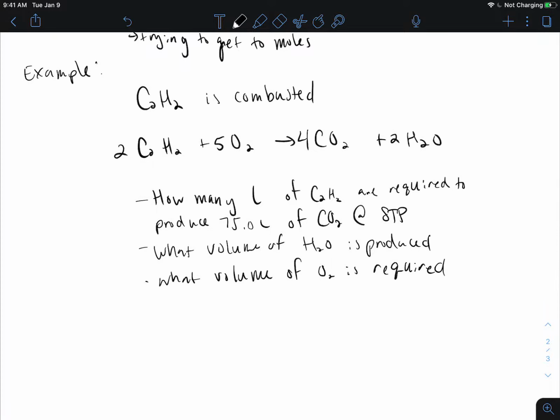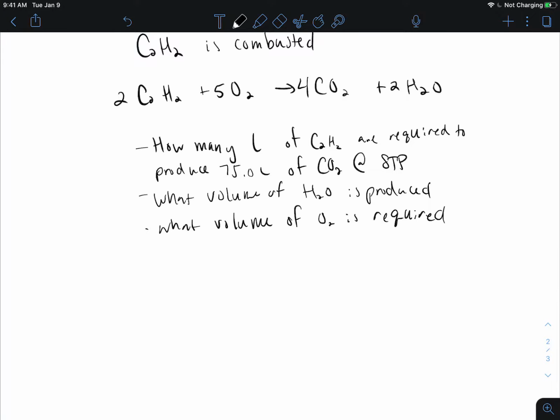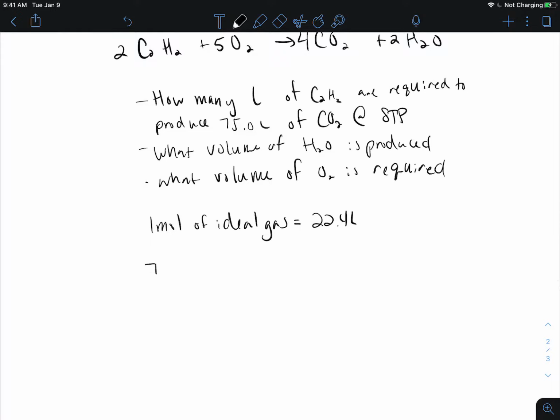So the first thing we need to do is go from liters of CO2 into moles of CO2 using, well, in this case, we're at standard temperature and pressure. So remember that 1 mole of any gas is equal to 22.4 liters. So we can go ahead and bring that in. So we have 75.0 liters of CO2. 1 mole of CO2 has a volume of 22.4 liters, giving us 3.35 moles of CO2.